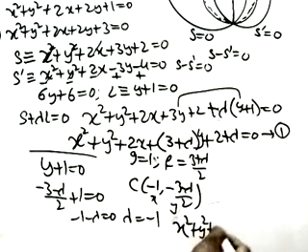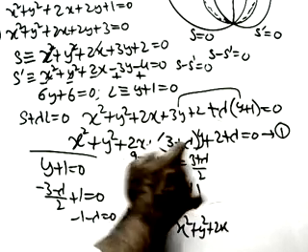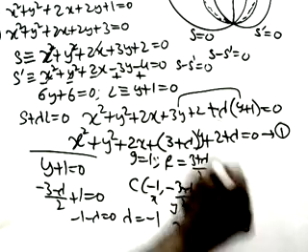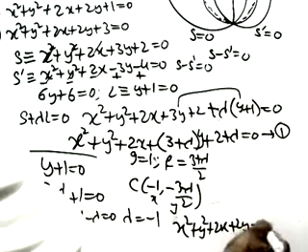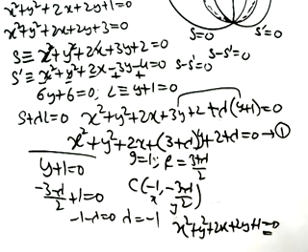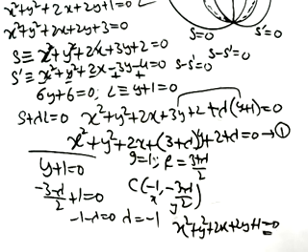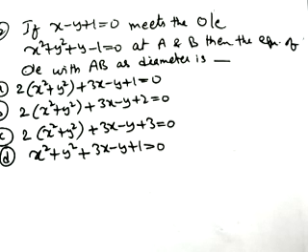So x square plus y square plus 2x. Now if you keep lambda here as minus 1, 3 minus 1 will be 2, 2y. If you keep it here, 2 minus 1 will be plus 1 equals to 0. So this is the required equation: x square plus y square plus 2x plus 2y plus 1 equals to 0. Now you see the next question.